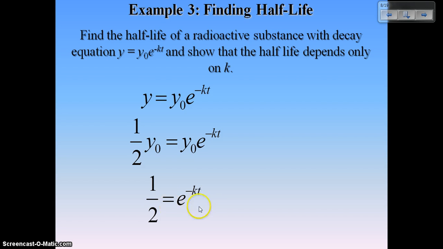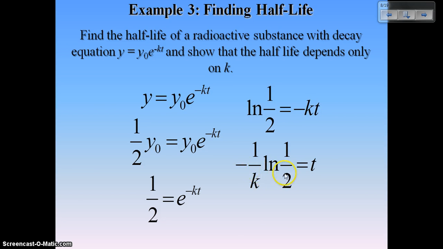I'm going to solve for t. Well, first of all, I need to get rid of the e, so we'll take the natural log of both sides. Natural log of 1/2 equals negative kt, which just eliminates the e on the right side. And now I'll divide both sides by negative k. And then I can simplify this just a bit.